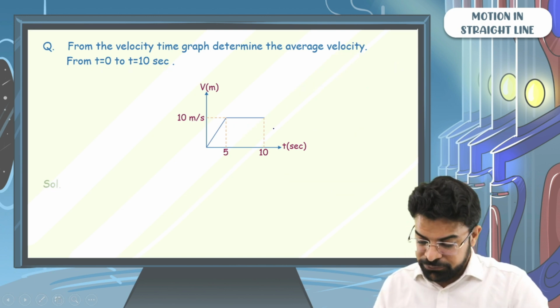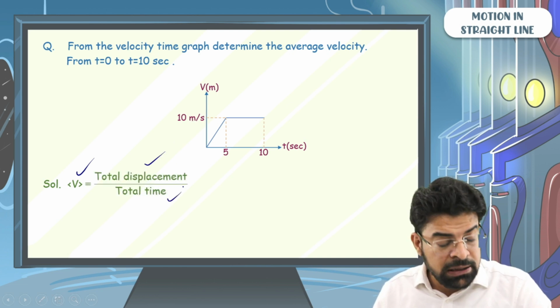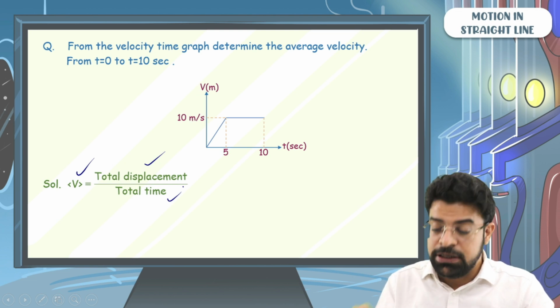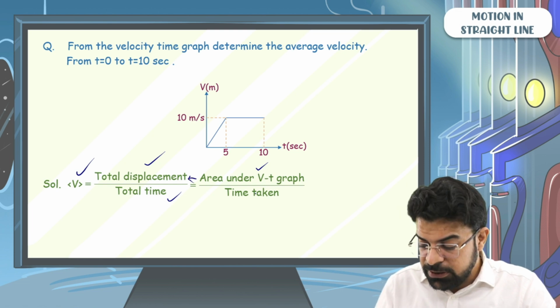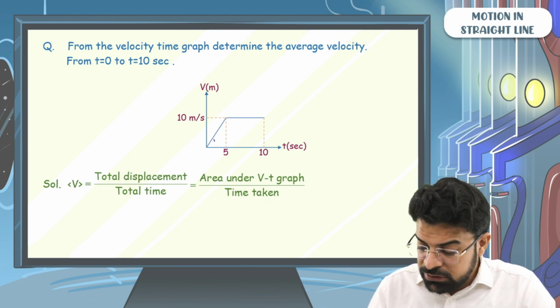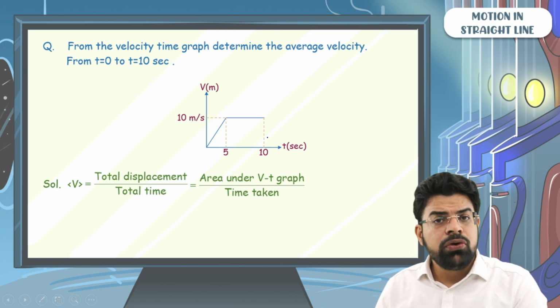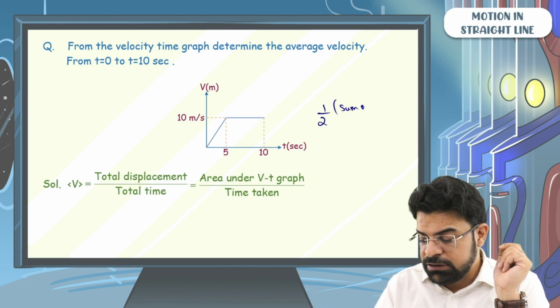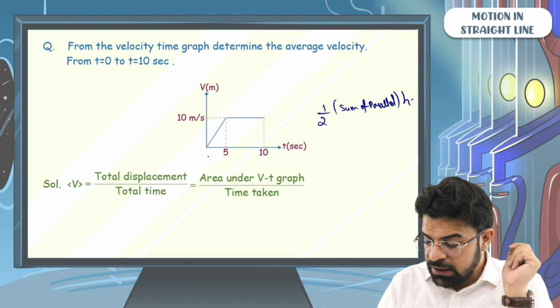So we can say average velocity is nothing but total displacement upon total time taken. The area under the velocity time graph gives us the total displacement. So we will get area under VT graph is the total displacement upon total time taken. Now this area is in the shape of a trapezium. How do you write area of trapezium? Half into sum of parallel side into height.